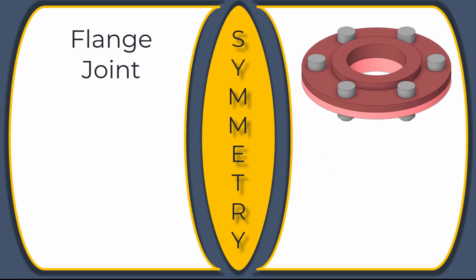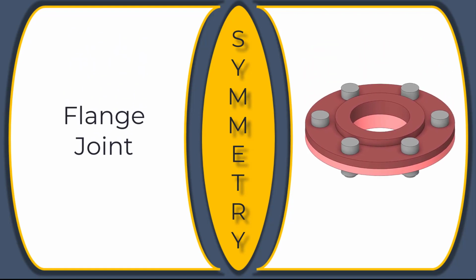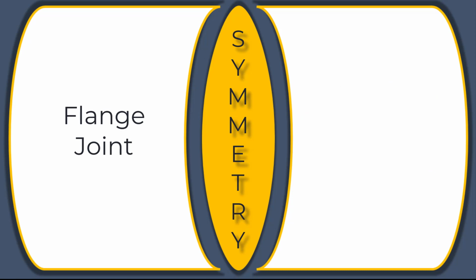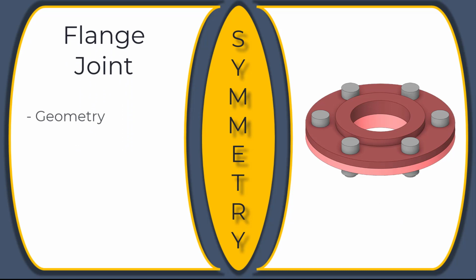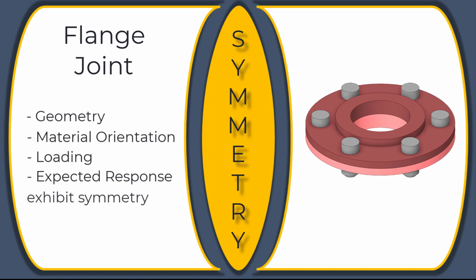Let's look at the loading on this flange joint. Let's assume that the fluid flowing through the inner region of the joint is exerting a uniform pressure on the flange. Next, let us also assume that uniform force is acting on the top face of the top flange. Let's also assume that all bodies of this flange joint are made up of structural steel, which exhibits isotropic material properties. The geometry, material orientation, loading, and expected response all exhibit symmetry about the same planes.